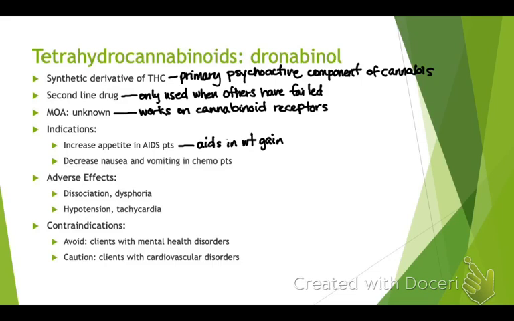Adverse effects that you will see: dissociation or dysphoria, hypotension, and tachycardia. Contraindications: again, avoid giving these meds to clients that have mental health disorders because of the psychoactive component, and use caution with clients with cardiovascular disorders as well.